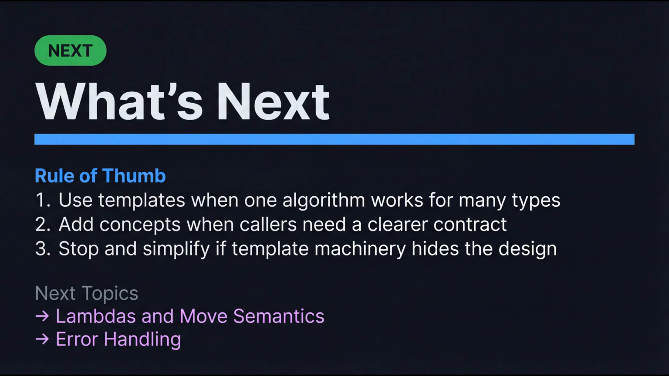Three rules for templates in practice. First, use templates when one algorithm works for many types with the same conceptual operation. Start with the simplest generic function that works. Second, add concepts when callers need a clearer contract. Concepts make templates self-documenting and produce better error messages. Third, stop and simplify if template machinery starts hiding the design instead of clarifying it. Not everything needs to be generic.